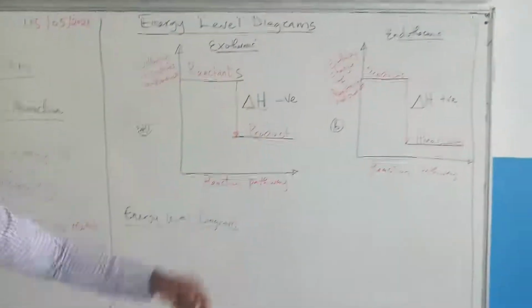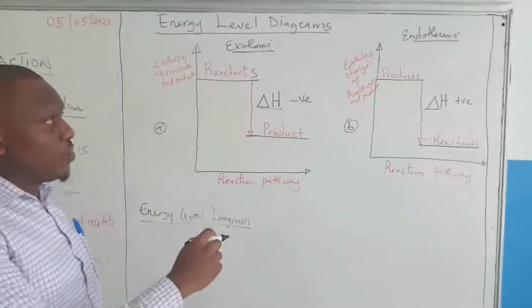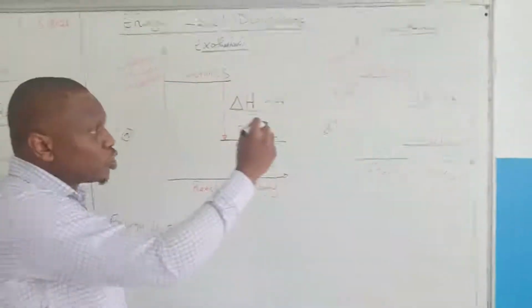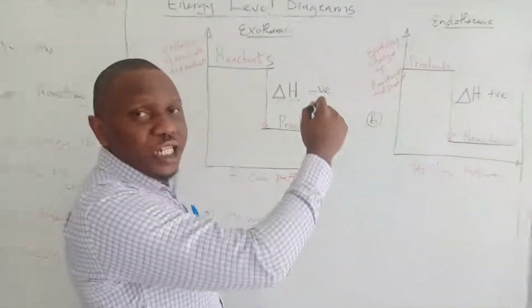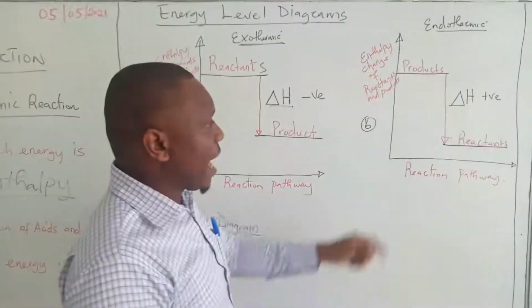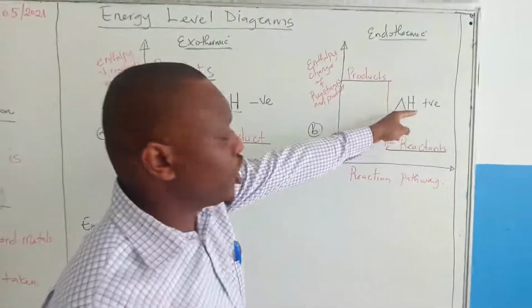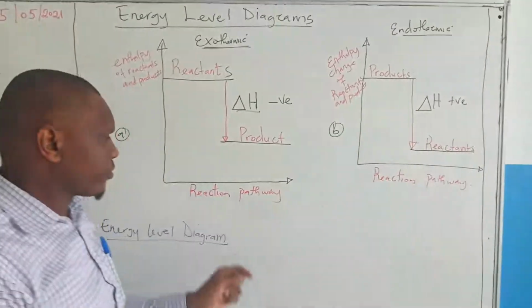Now, we go to endothermic. Under endothermic reaction, the products are at a higher energy level than the reactants, and here delta H is positive.